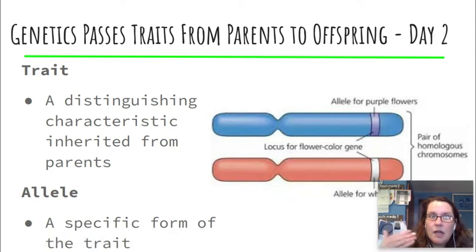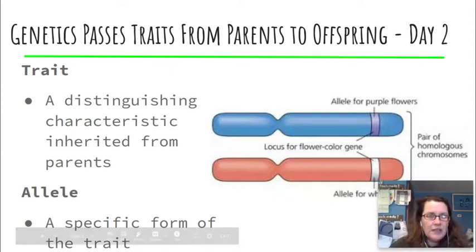Another example would be a trait that you got from your parents, hair color. The allele would be whether you have brown hair or blonde hair or red hair or black hair, whatever hair color you have. Or eye color would be a trait, and then the allele would be the genes that you got to have your eye color, and so on.